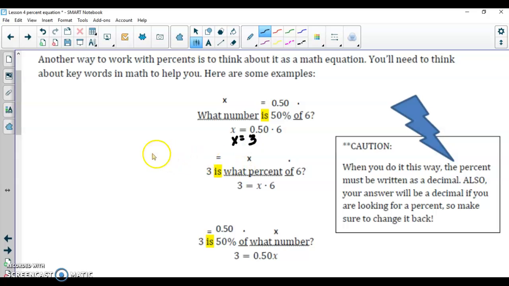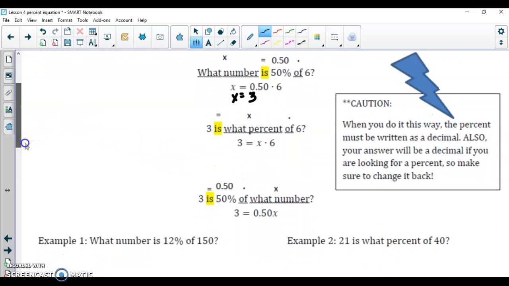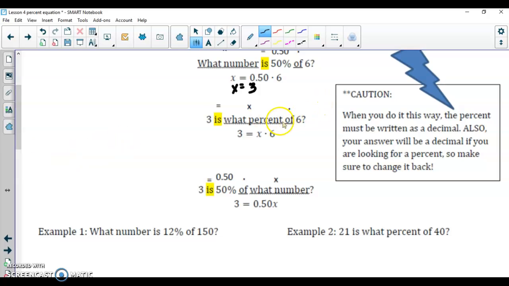so x would be equal to 3. Okay, in the next example, we have 3 is what percent of 6? "Is" signals an equal sign. "What percent" means that's what we're solving for, x. "Of" means to multiply by 6. 3 equals x times 6, which we would really write as 3 equals 6x. We would solve for x here, and we would end up getting x equals 0.5, but our question said what percent, so we would have to change that decimal into a percent.